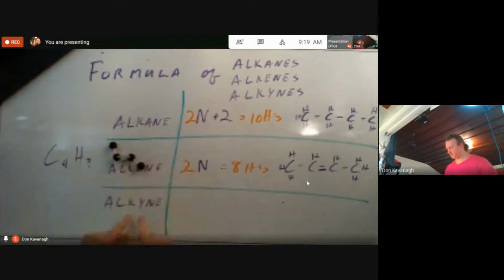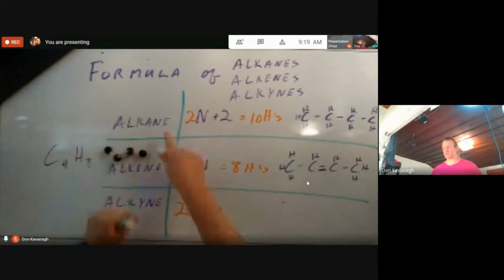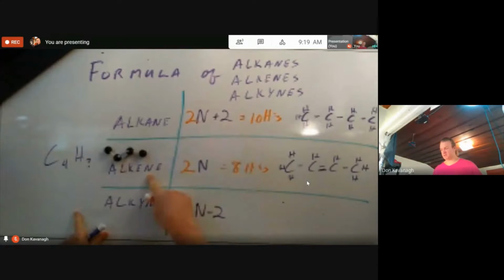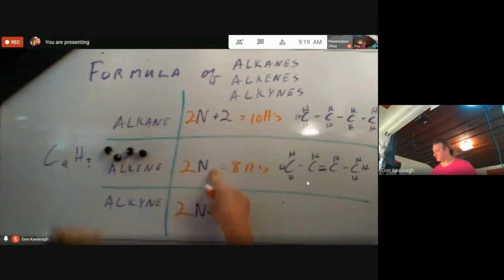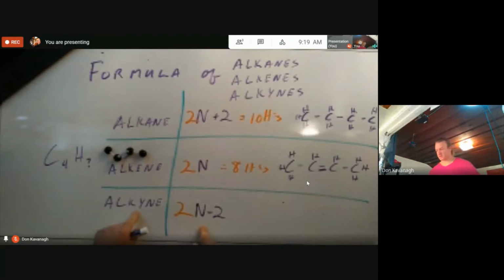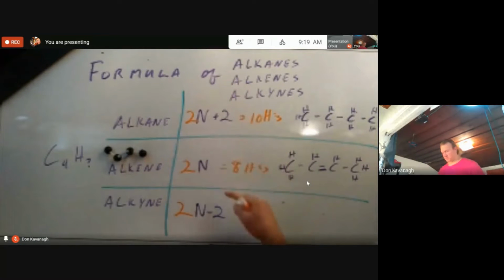Let's finally do alkynes. There's a formula to calculate the number of hydrogens. 2n minus 2. See the little pattern here? Alkanes have the most hydrogens, so it's 2n plus 2. Because there is a double bond in alkenes, you take away 2 hydrogens. Because there's a triple bond, you take away 2 more hydrogens. So 2n minus 2, 6.